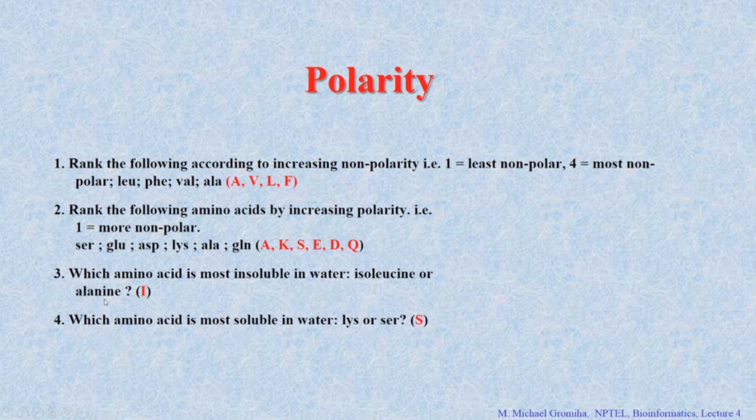So, now the third question. If you have the amino acids isoleucine or alanine, which one is more insoluble? Isoleucine, right, because it has more CH2 groups, it is more insoluble than alanine. So, which amino acid is most soluble in water, lysine or serine? Serine, right, because the alcohol group is more soluble in water.